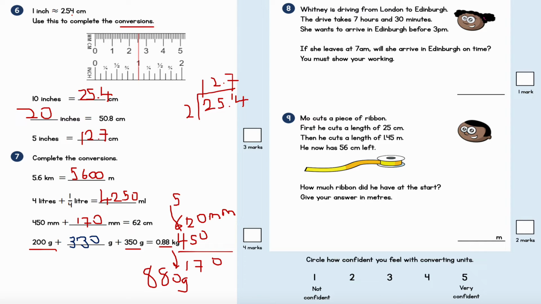This is question number 8, guys. Whitney is driving from London to Edinburgh. The drive takes 7 hours and 30 minutes. She wants to arrive in Edinburgh before 3 p.m. If she leaves at 7 a.m., will she arrive in Edinburgh on time? You must show your workings.